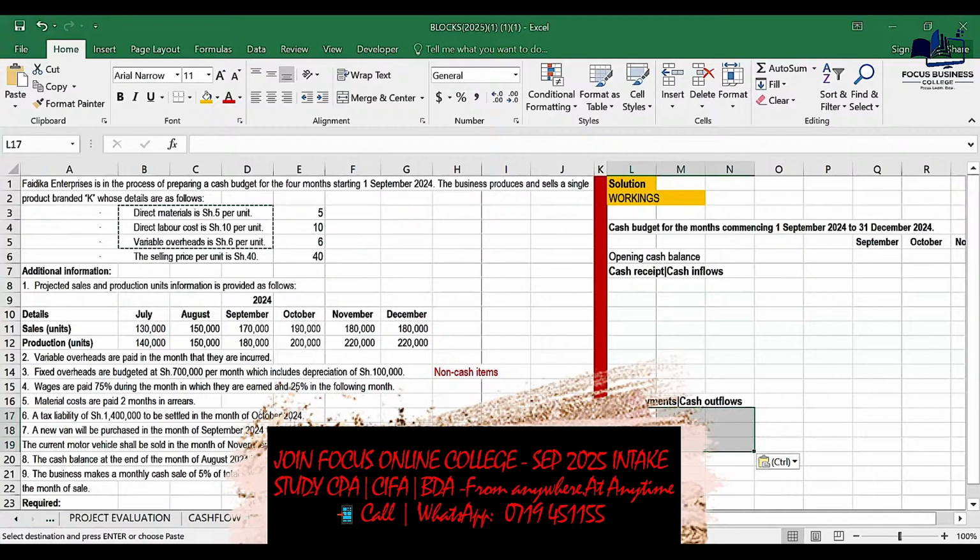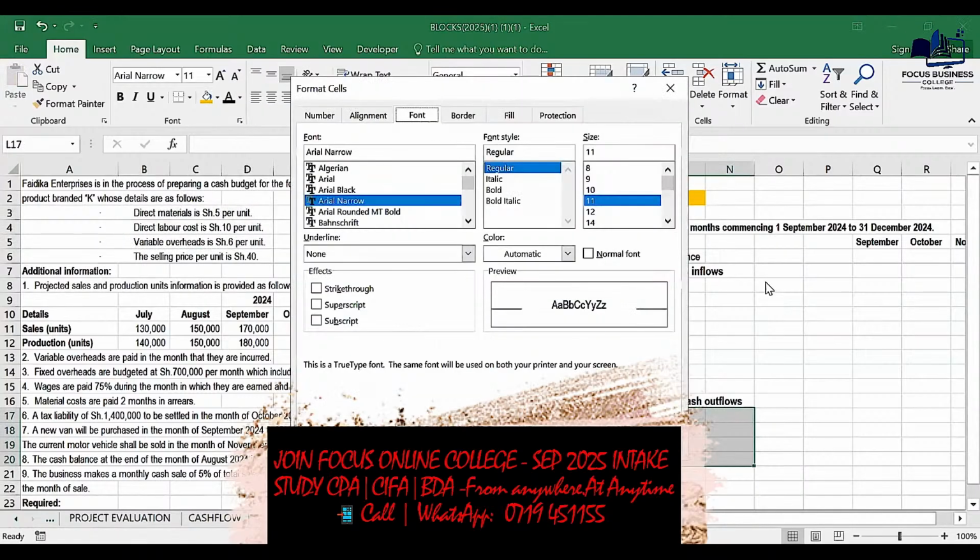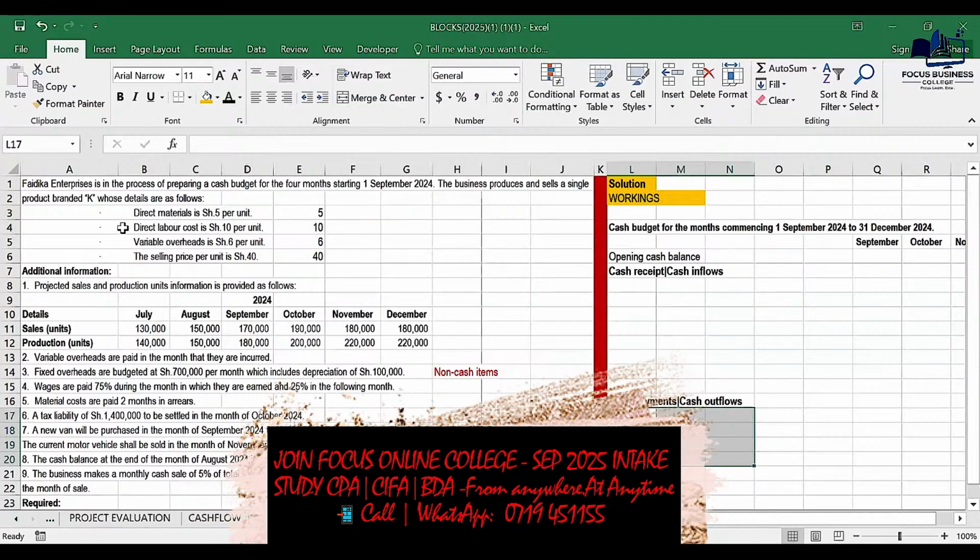I'll paste that here. Okay, so let me redo that afresh. I'll copy, Ctrl+C, and then I paste it here. What is happening? I don't know why this one is not moving. I copy, and then I paste it here. Okay, let me copy this one and see whether it will be able to move.